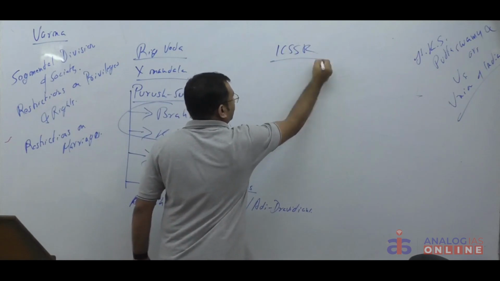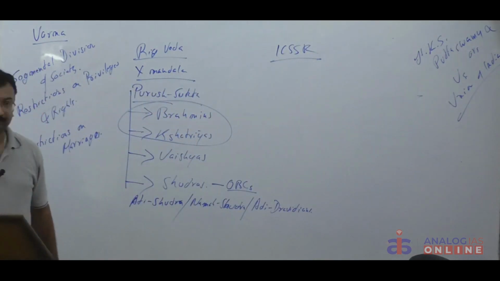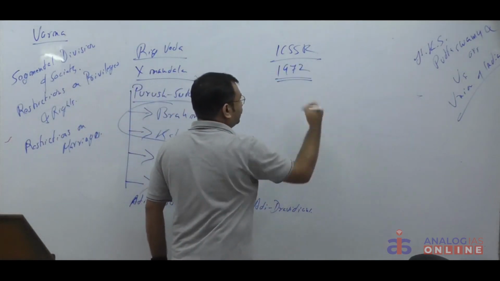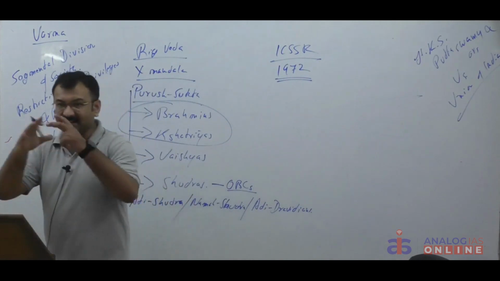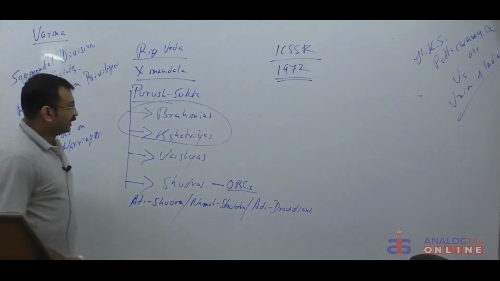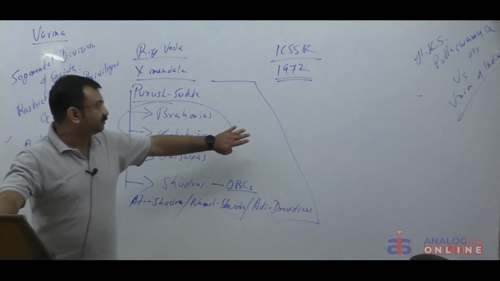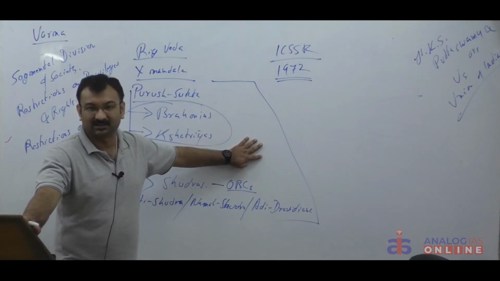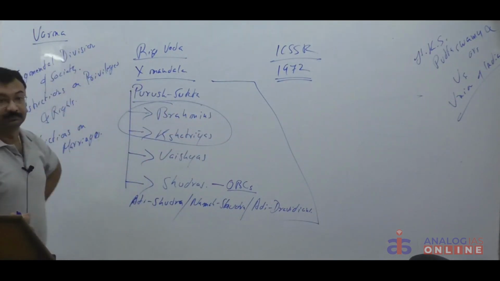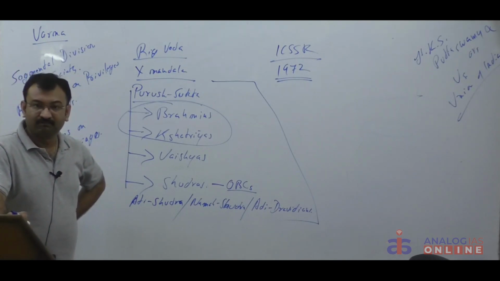ICSSR, Indian Council of Social Science Research. Okay? In 1972, they did a survey, a pan-India survey. What was found? That these so-called five varnas, we call them castes because the Britishers started calling them castes. The actual word is varna. Okay?